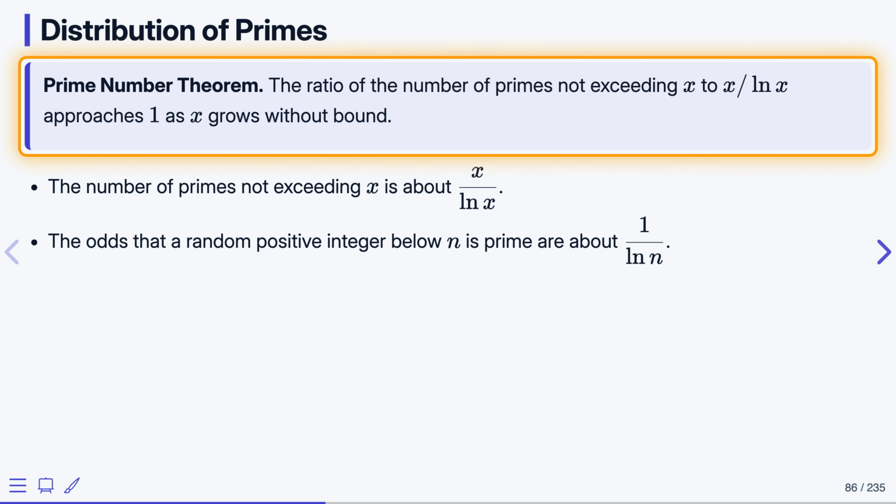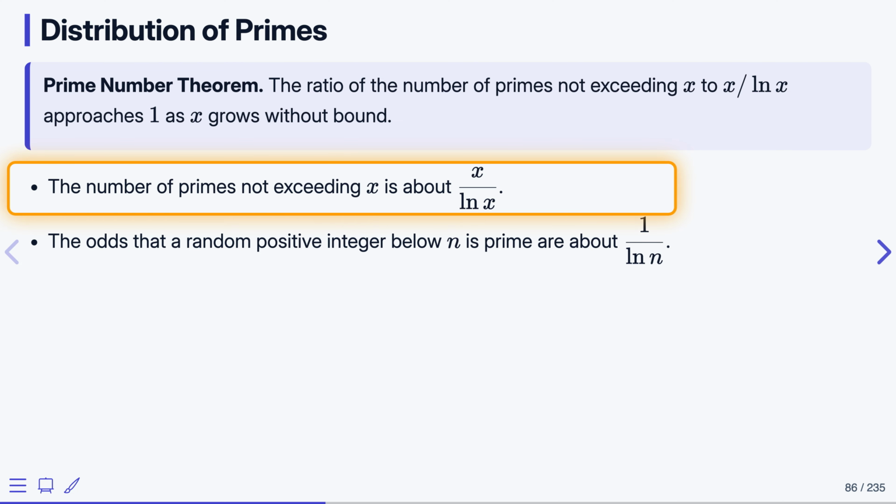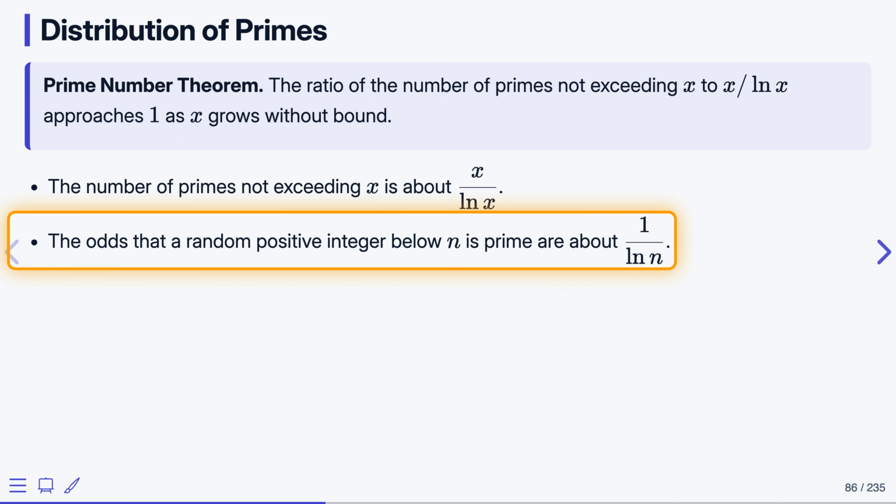How thick or thin are the primes as numbers get large? This question kept mathematicians busy for a long time. The answer is the prime number theorem, proved in the 1800s. Count the primes up to some number x. The theorem says this count is close to x divided by the natural log of x, and the bigger x gets, the better the estimate becomes. There is a nice way to feel this. Pick a random whole number below n, and the chance it is prime is about 1 over the natural log of n. So as numbers grow, primes get rarer, but only slowly.